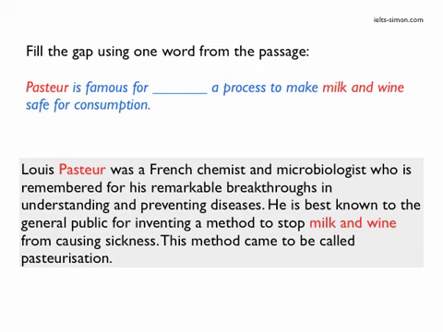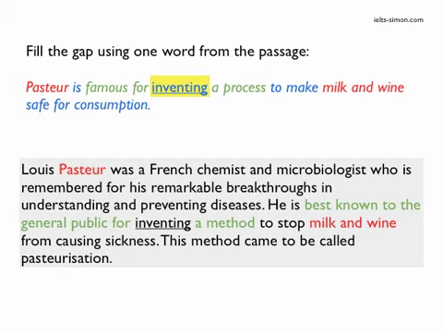This method came to be called pasteurization. So the first keywords we noticed were Pasteur and milk and wine. We know that we found the right part of the passage. And now we need to read the sentence about milk and wine more carefully. He's best known to the general public for means the same as famous for. So what is Pasteur famous for? The answer is inventing a method, which means the same as inventing a process. The correct answer, therefore, must be inventing. In the exam, you would write inventing on your answer sheet.